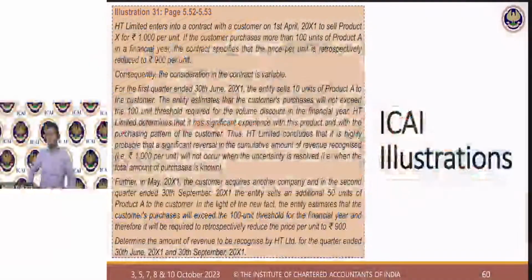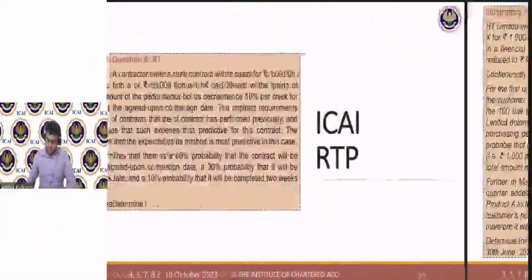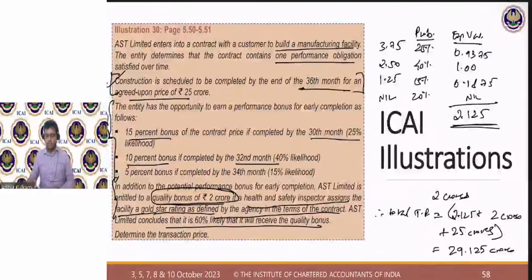I had two queries in the previous question. In the case of quality bonus of 2 crores, why is the amount not multiplied with 60%? Very simple. Quality bonus is assigned by a health and safety inspector. The inspector may either assign or not assign. Only two options are there.